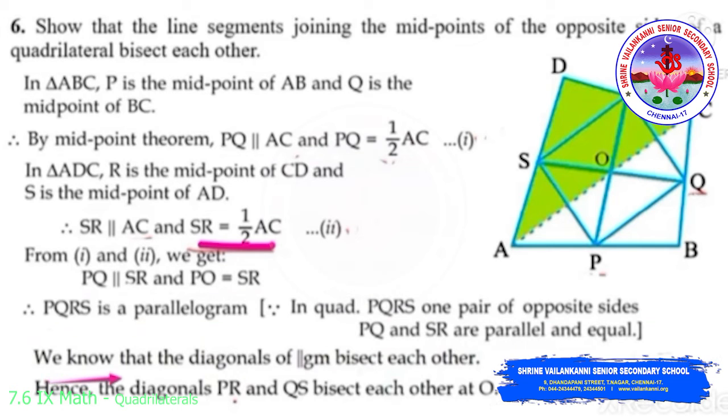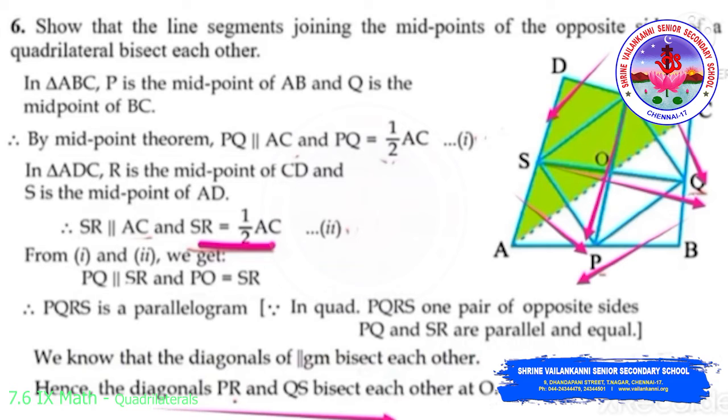We know that the diagonals of a parallelogram bisect each other. Hence, the diagonals inside this parallelogram PQRS will be PR and QS. So, the diagonals PR and QS bisect each other at the point O.